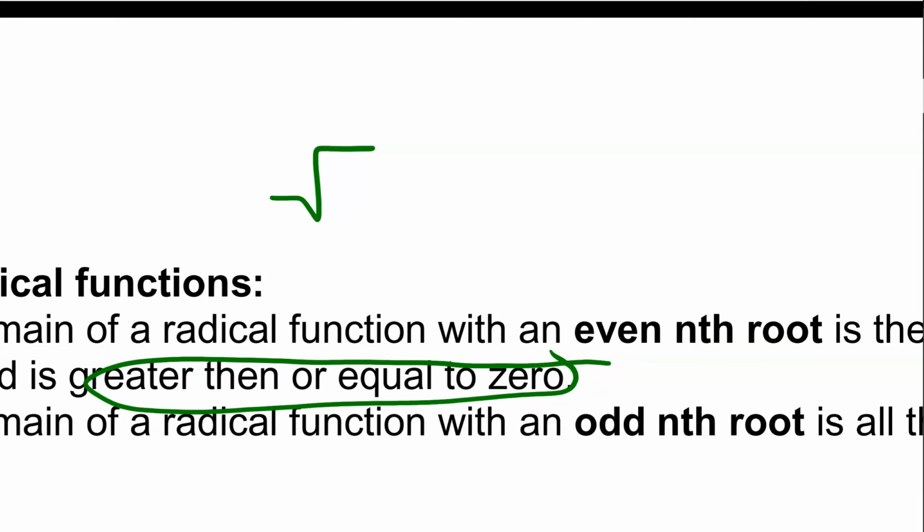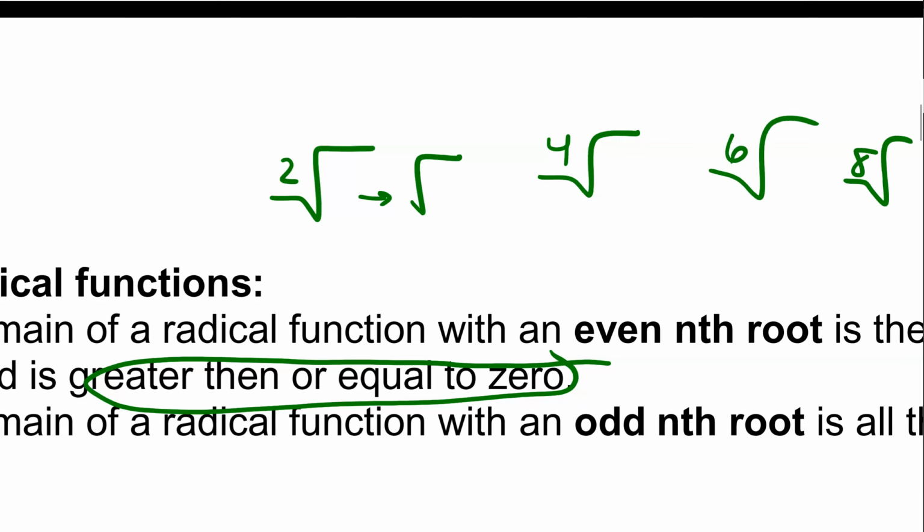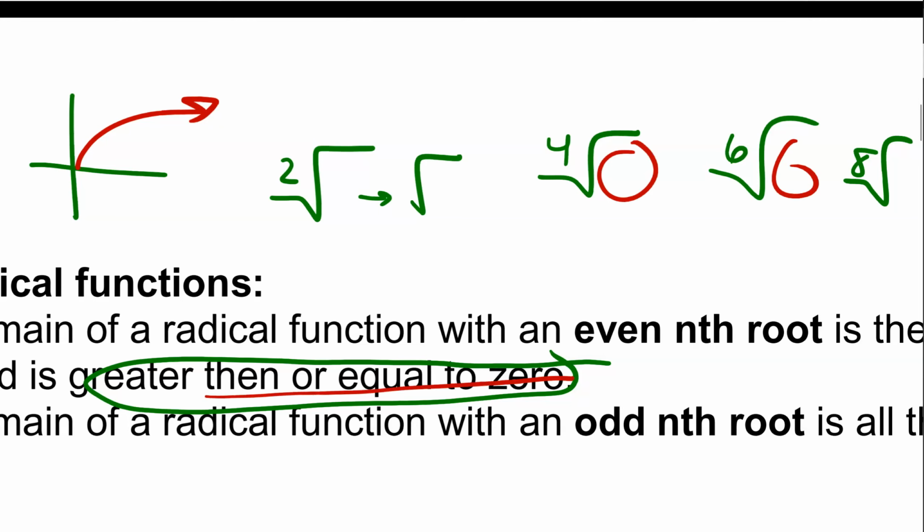So even roots are the second root. Normally we just say square root. If I have a 4th root, 6th root, 8th root, you get the point. All the graphs look something like this, where whatever's underneath the radical, you set it greater than or equal to 0. Because they're literally not defined for the whole left side of the graph.